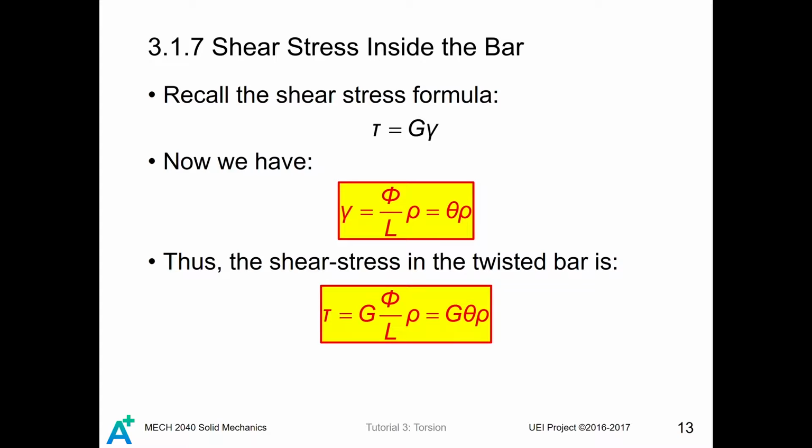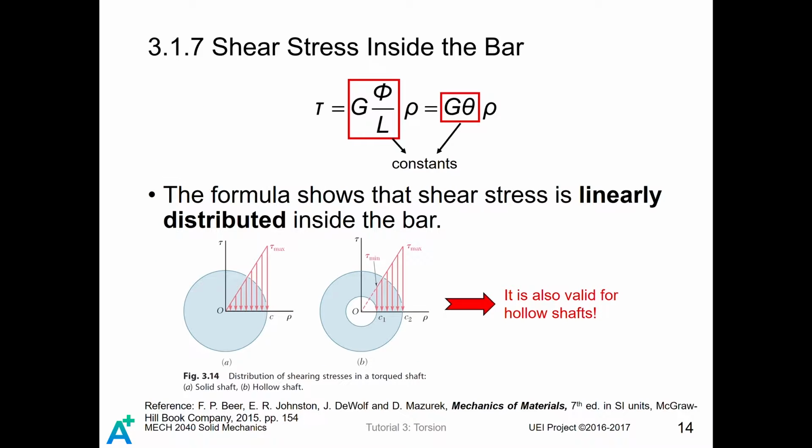After talking about the shear strain inside the bar, we talk about the shear stress. Recall the shear stress formula, tau equals G gamma, and we have already got gamma equal to this. Then we just multiply the shear strain by G to get the shear stress. As we just discussed, phi divided by L, which is theta, is a constant. G is supposed to be a constant as well, so those two parts become constants. Then the shear stress equals a constant times ρ, which is the distance from the center. This formula shows that the shear stress is linearly distributed inside the bar.